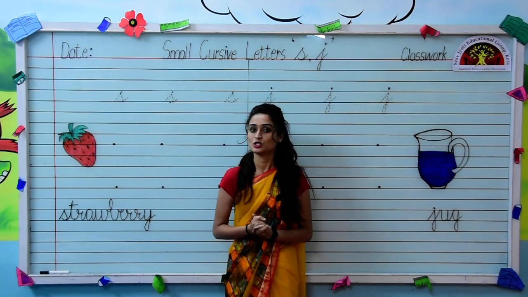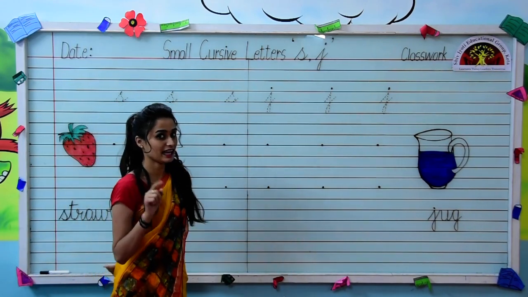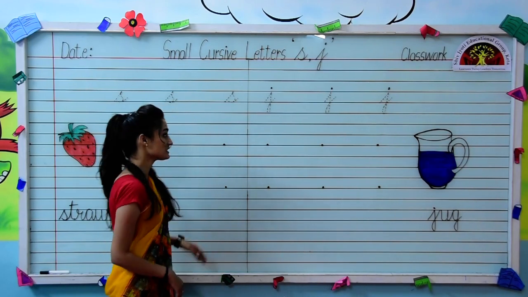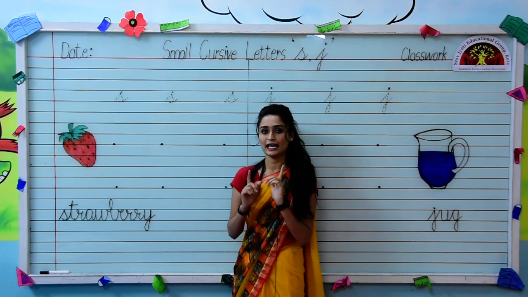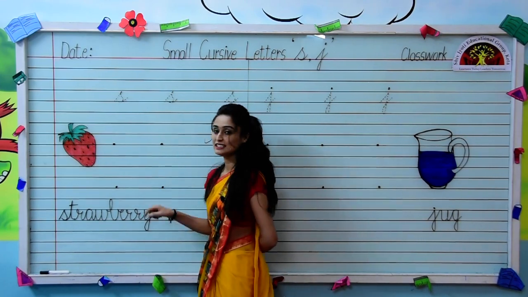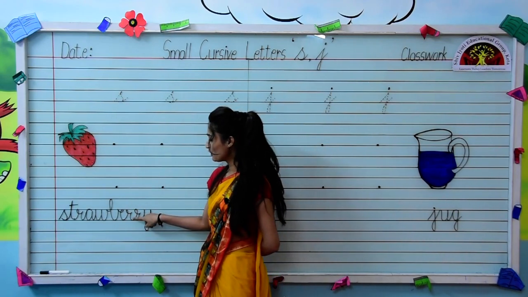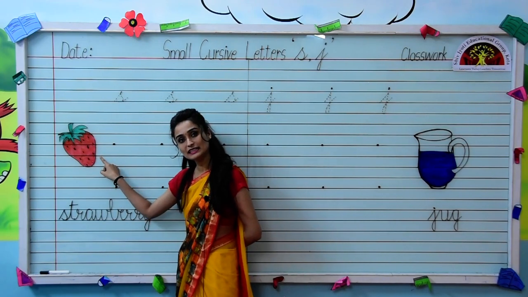So kids, today I am going to teach you small cursive letter S and J. Can you please tell me, what is this? Yes, this is a strawberry. S for strawberry.